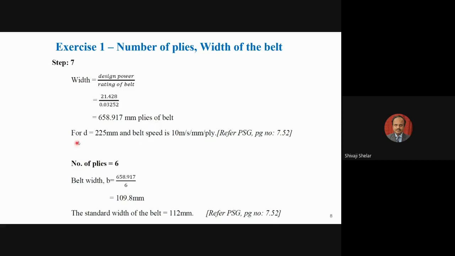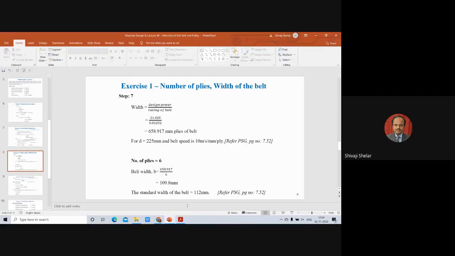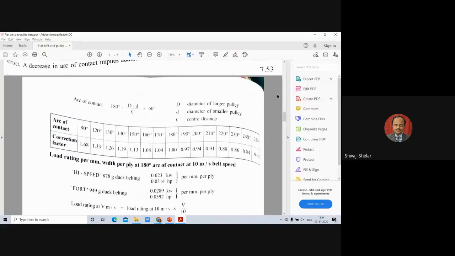Now we have diameter here 225 mm and belt speed, considering 10 meter per second per mm per ply. So we can refer now to page 7.52, and based on that we can select the number of plies here. So let's say what number of plies we can select here, and what standard ply widths are available. This is the calculated width required for single ply. So if we go to page 7.52 here, it is the first page itself.